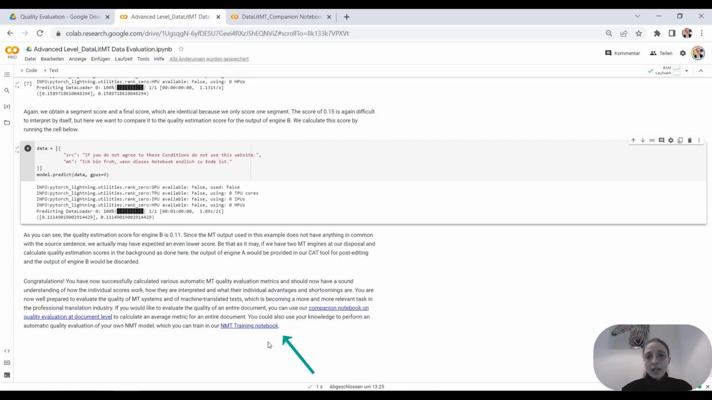Furthermore, you can also train your own NMT model with data and then use that model to create a machine translation and calculate these four metrics. So have a lot of fun if you want to try that, and otherwise, congratulations on completing this notebook.